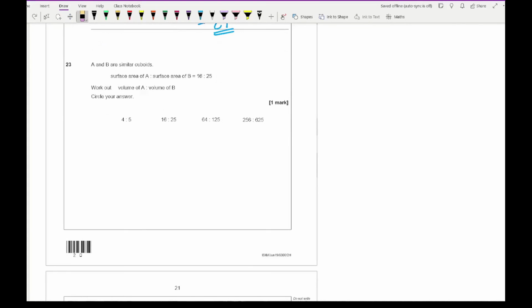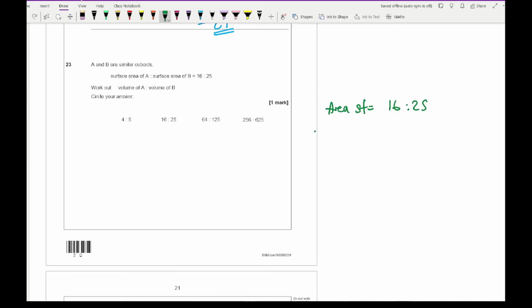So looking at question 23, it says A and B are similar cuboids. The surface area of A to the surface area of B is 16 to 25. Work out the volume of A to volume of B as a ratio. So here we've got area scale factor. Oh, I can spell it. So the area scale factor is 16 to 25.